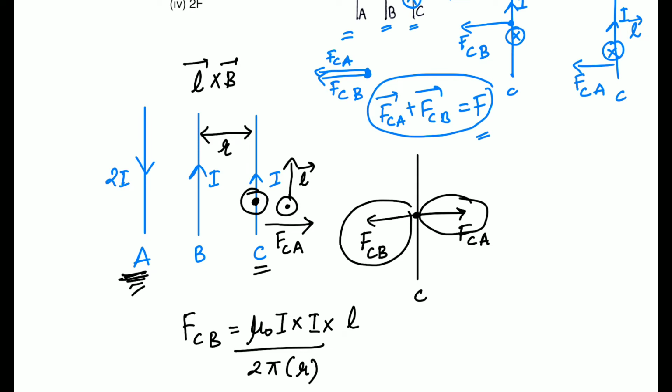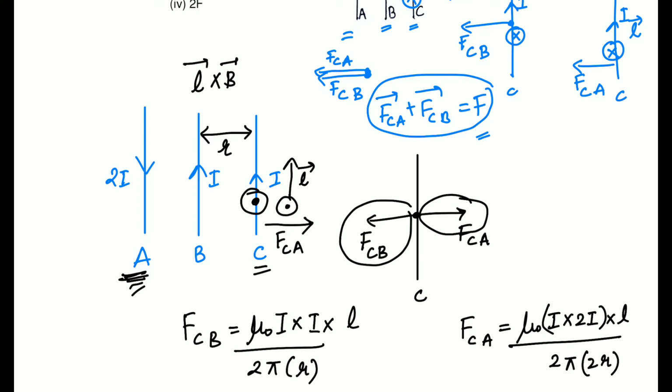On the other hand, when I talk about FCA, that is the force on C because of A. Now the difference here is the distance is actually 2R, and the current from the first one is I and the second one is 2I. So FCA will be equal to mu naught multiplied by I multiplied by 2I, then length will again remain the same, divided by 2 pi, and again the distance here is 2R. Is that a yes or no?